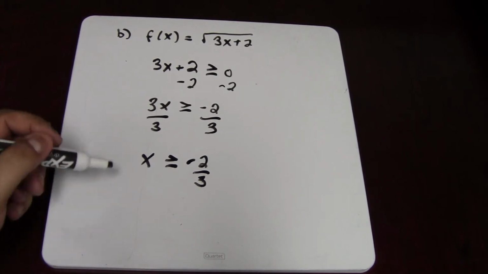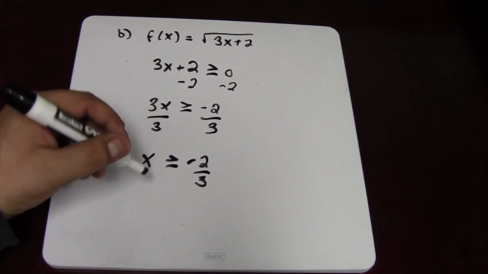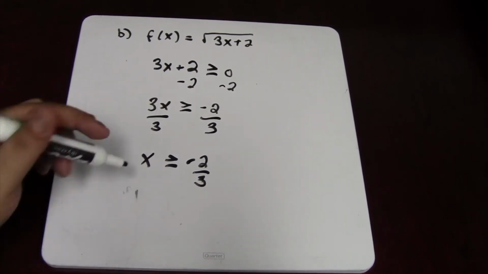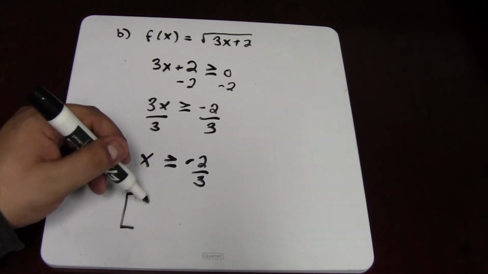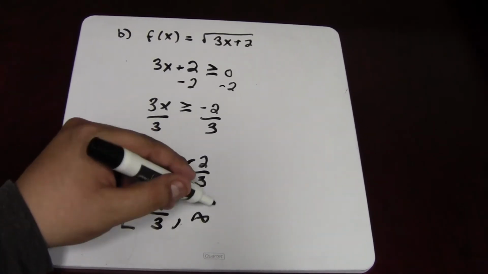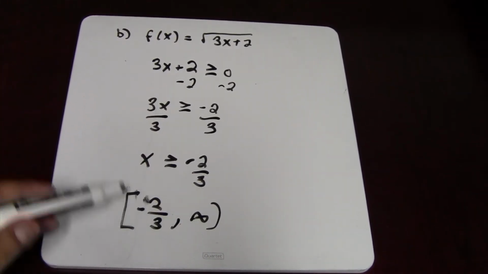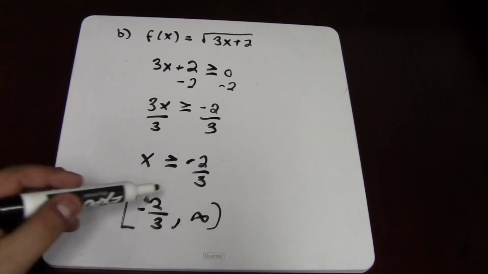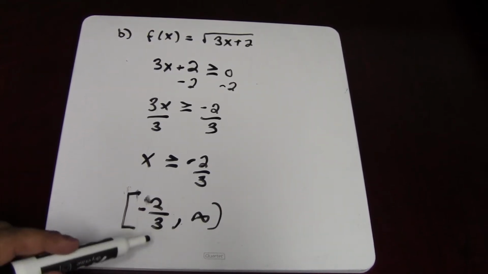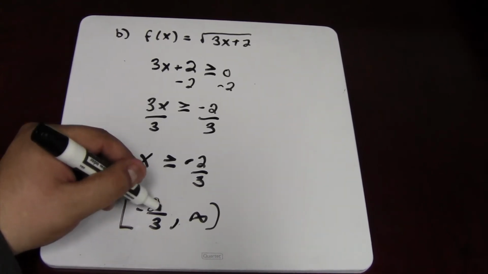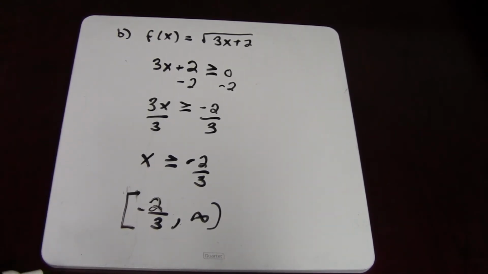Now, if we're going to write this down using interval notation, we can use a bracket here, bracket negative 2 over 3, to infinity. And what this is saying is I can be negative 2 over 3 or anything larger than that. And that's what this says in the interval notation right here. Okay, so that's how you deal with a square root situation.